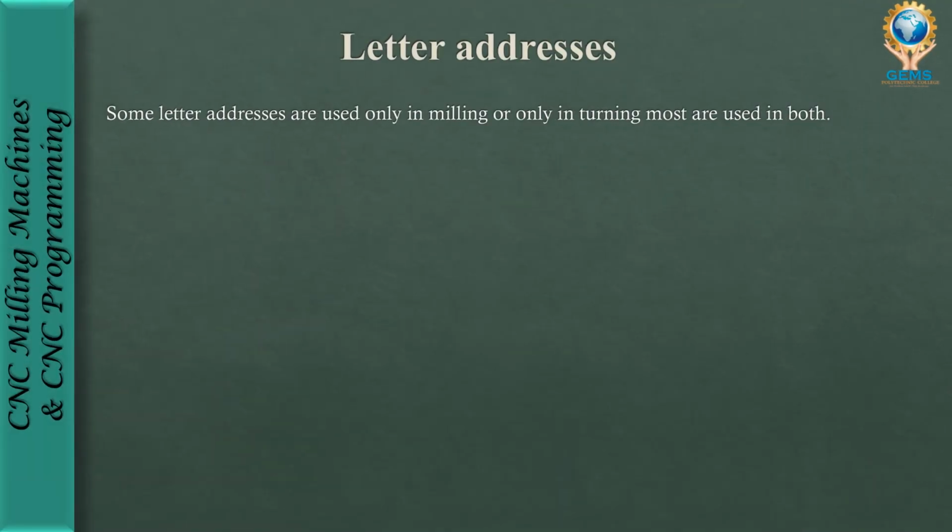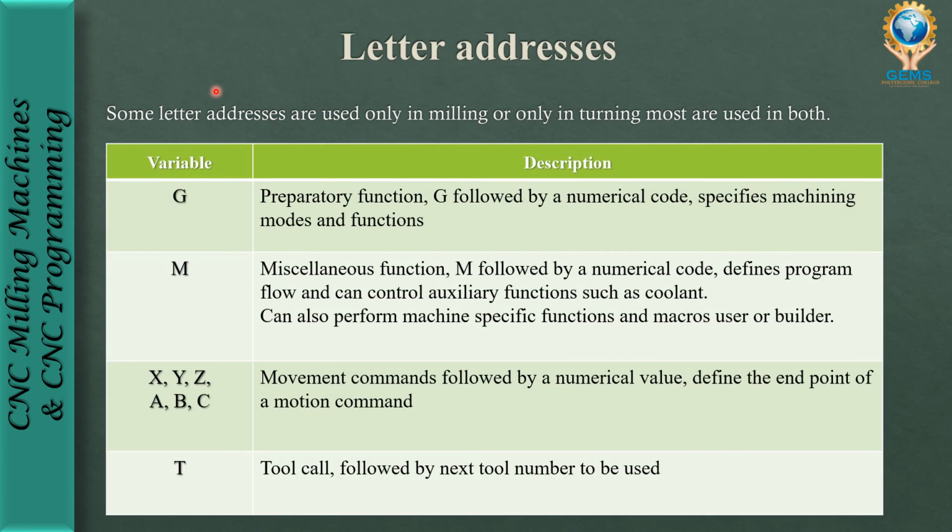Now comes to the letter addresses. Some letter addresses are used in milling only, or only in turning, or in both. Some letters are used for identifying the operation in the program, some letters are used only in milling, some are only in turning, and some are used in both. Let us see one by one. These are called variables.